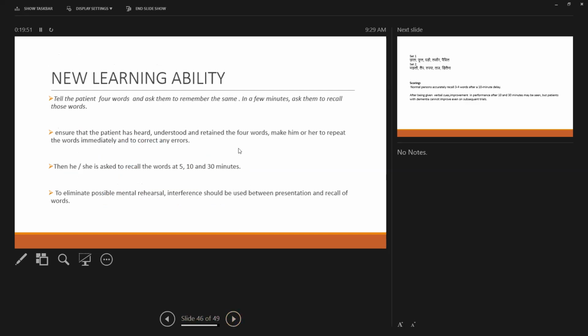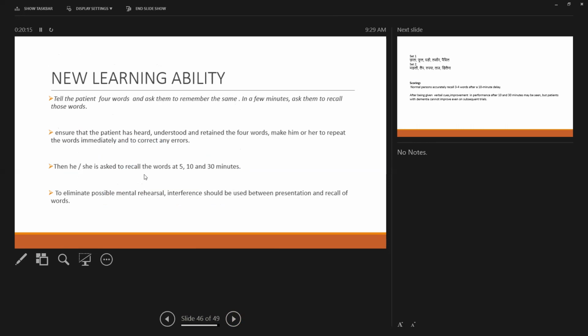Then last is new learning ability. To check new learning ability, we'll tell the patient 4 words and ask them to remember the same. In a few minutes, ask them to recall those words again. Ensure that the patient has heard, understood, and retained the 4 words. Make him or her repeat the words immediately and correct any errors.